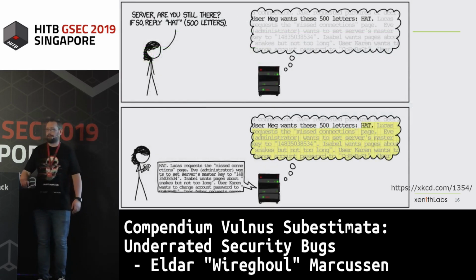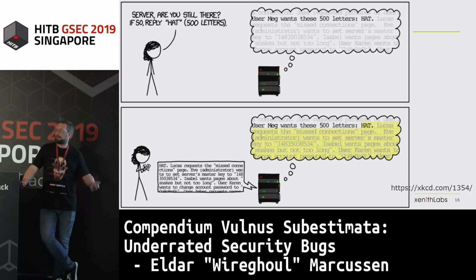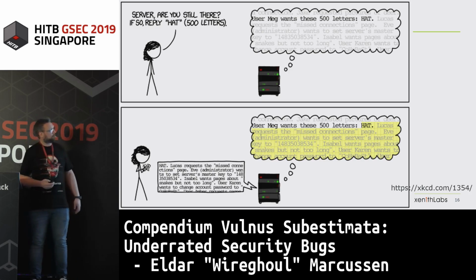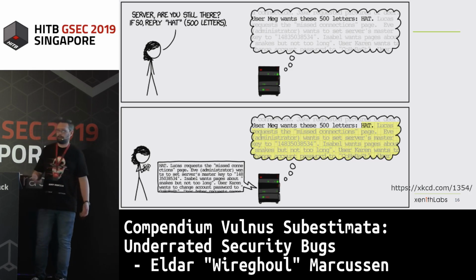XKCD kind of explained this pretty simply. It's basically the client keeps asking the server, are you still there? Please respond. And you can send a size of the response you expect back. So you say, please reply with hat, but give me 500 letters. So it starts reading from memory, and it reads past hat and into somebody else's message, which could be used to disclose any number of information that's being transmitted over SSL.